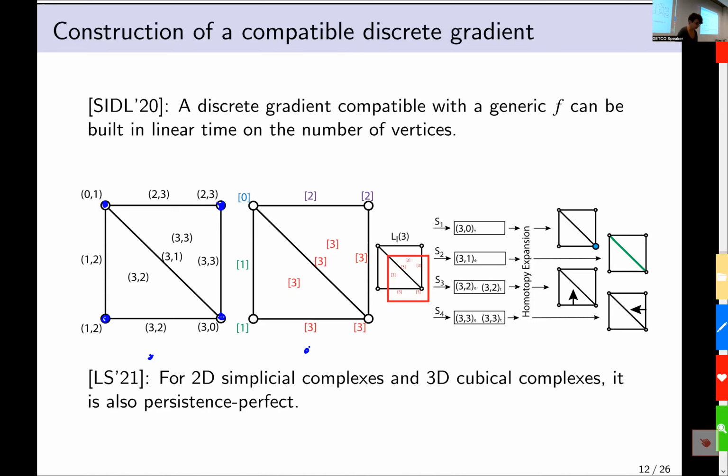And what I'd like also to add is that the gradient one gets is even perfect in the sense of persistence, at least for two-dimensional simplicial complexes or three-dimensional cubical complexes. What does it mean that it is persistence perfect? Well, perfect means that the number of critical cells of dimension k is exactly equal to the kth Betti number of the simplicial complex. This is for homology.